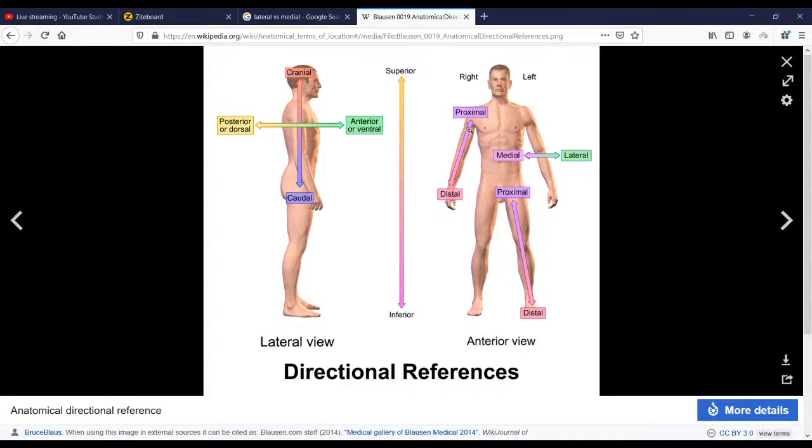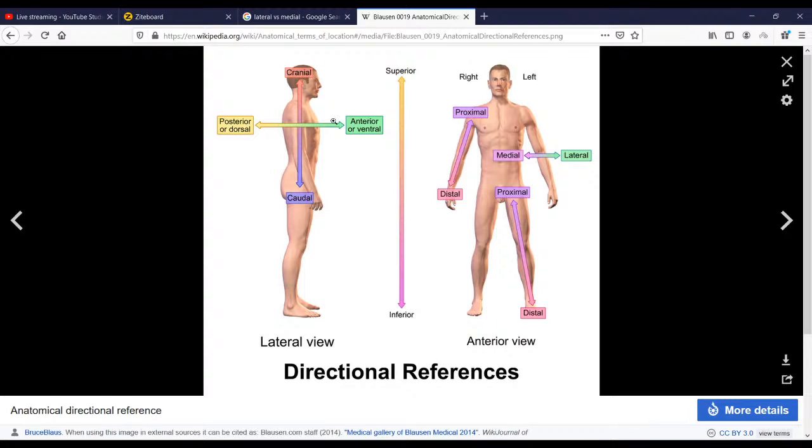Proximal means close, distal means far away. Caudal means down, cranial means towards the cranium, upward. Posterior means backward, and posterior is also known as dorsal. Anterior is front, and anterior is known as ventral. So this is the golden rule of biological anatomy. You should know the meaning of these things. If somebody says the anterior view, that means the ventral view, the front view.